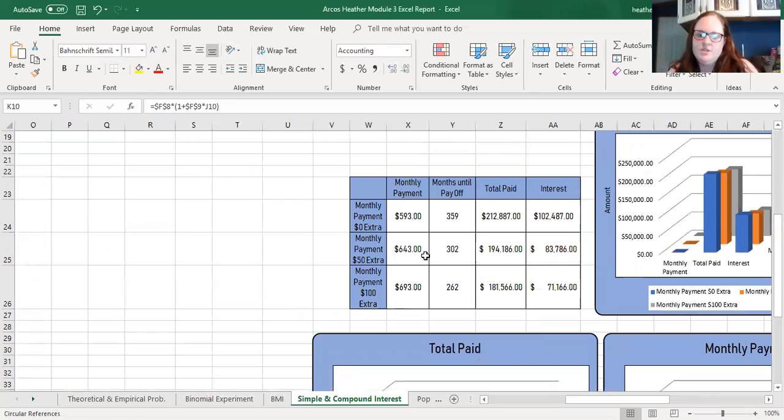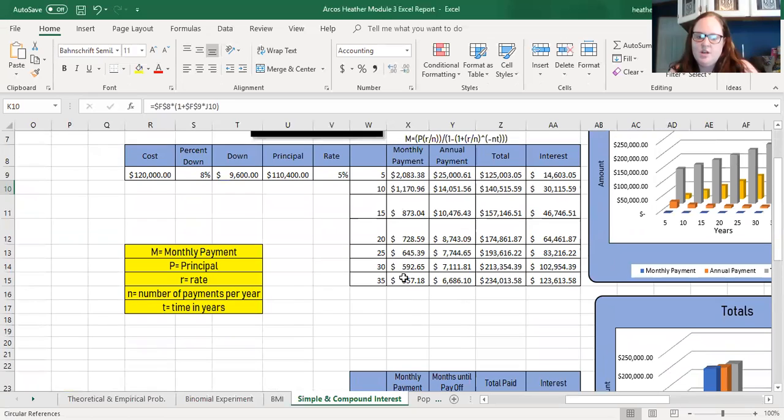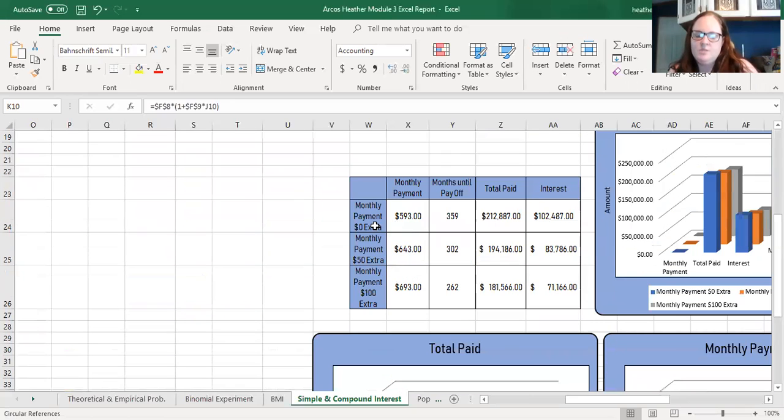So down here it shows us, I think I chose the 30-year. Yes, I chose the 30-year plan for this one. So with the 30-year one, you're going to be making a smaller monthly payment if you don't add any extra to it. It's $593 rounded up. So to pay that off, it's 359 months. So you're going to be paying $212,000, and your interest is over $100,000.